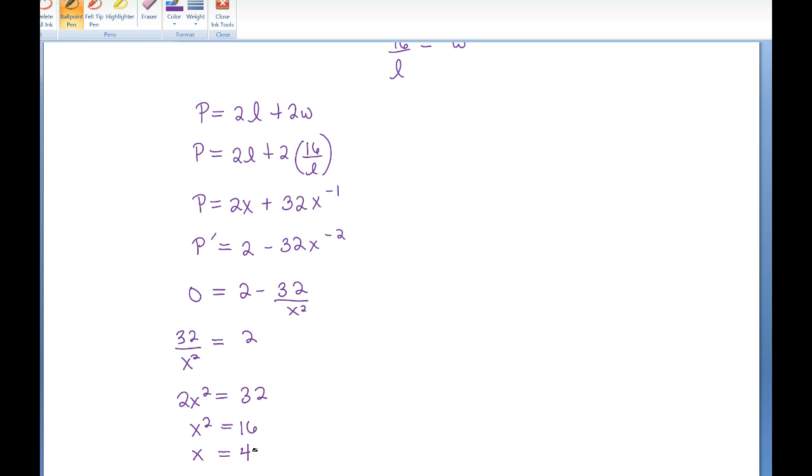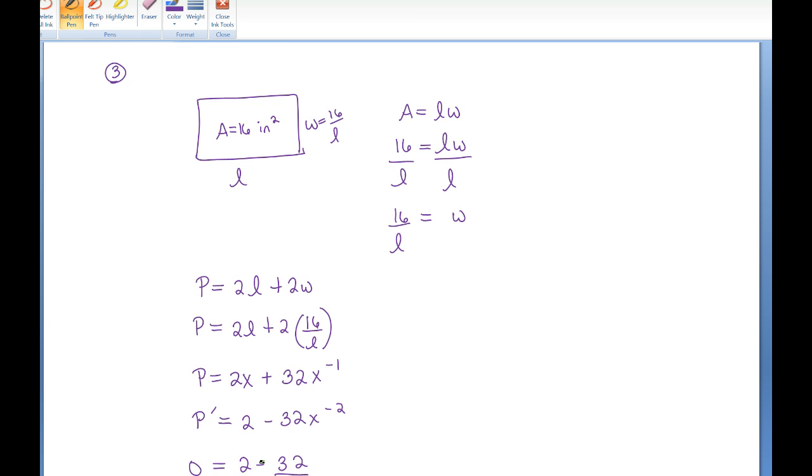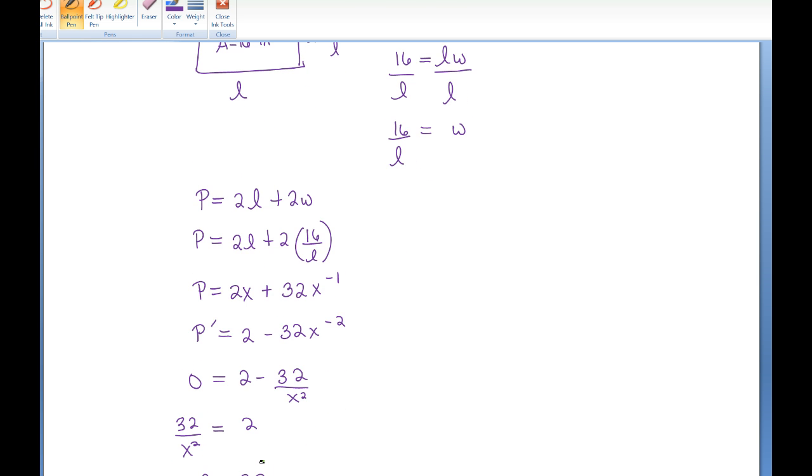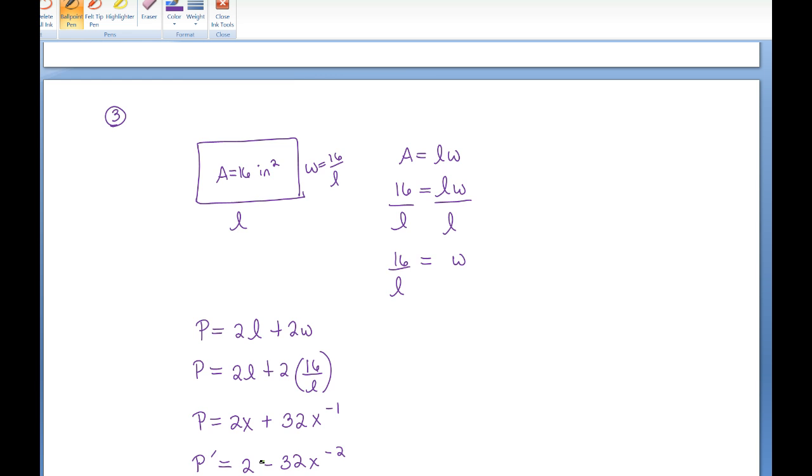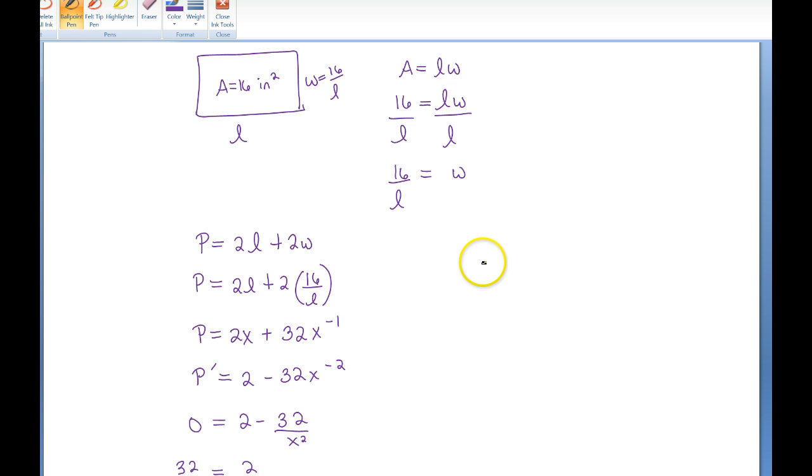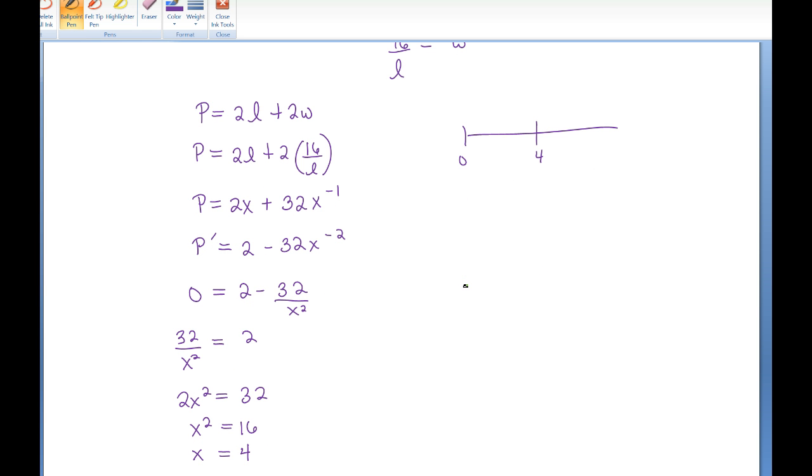Now, this one doesn't give us an option for large as possible or small as possible. If x is equal to 4, we could double check this. Obviously, we don't want to have a negative measure. But if we were to plug in something between 0 and 4 into the derivative, say, 3, this is obviously going to give us something negative.